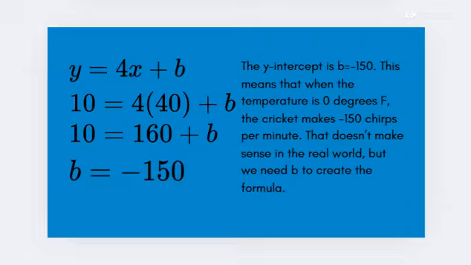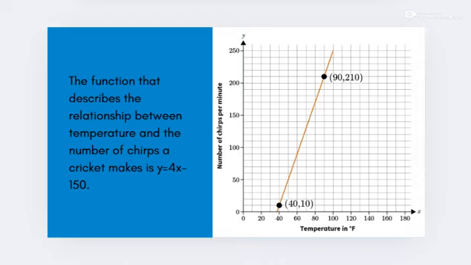This means that when the temperature is 0 degrees Fahrenheit, the cricket makes negative 150 chirps per minute. That doesn't make sense in the real world, but we need that number to create the formula. In the real world, a cricket can't chirp negative times. So this is what the graph is going to look like. The function that describes the relationship between temperature and the number of chirps a cricket makes is y equals 4x minus 150. But if you notice in this graph, it doesn't go into the negative values because we can't have negative chirps. You can't have a negative number of chirps.